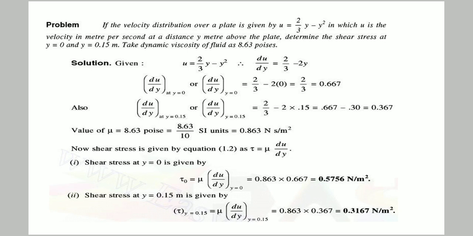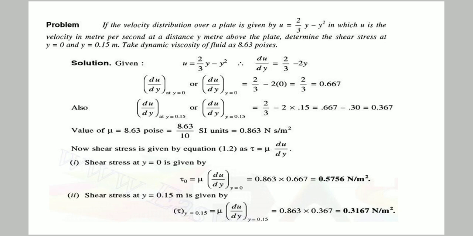So we got the two values. Now they have also given the value of mu, and it is in poises. So let's convert this value in terms of SI unit. So 8.63 poises can be converted as 8.63 by 10 Newton second per meter square, that is 0.863 Newton second per meter square.